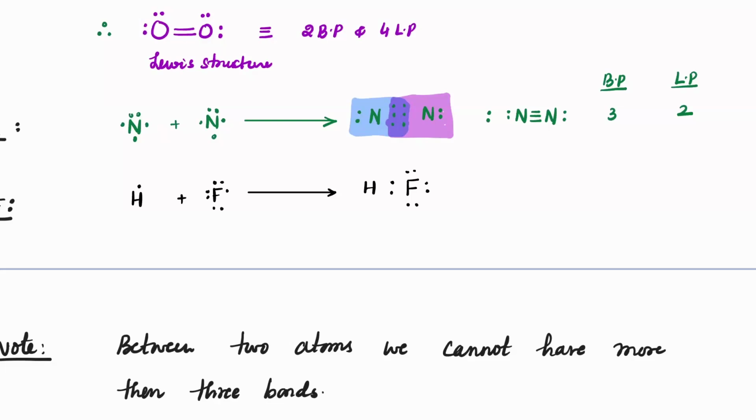Now, as per hydrogen, it has completed its duplet form, correct? And as per fluorine, it would say, I have completed my octet form. So you can see fluorine has completed the octet form. So we can write this as H with a single line to F. That is how you represent it in the Lewis dot structure. So now, how many bond pairs do we have? 1. The number of lone pairs we have is 3.